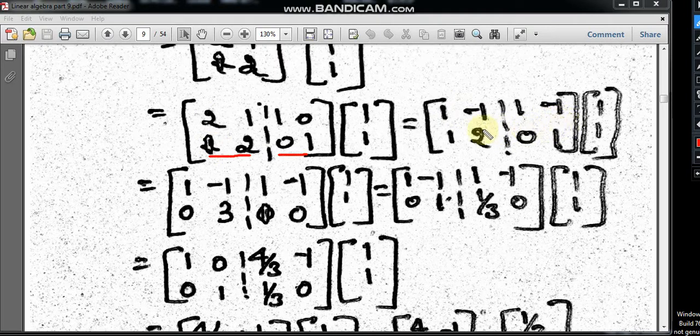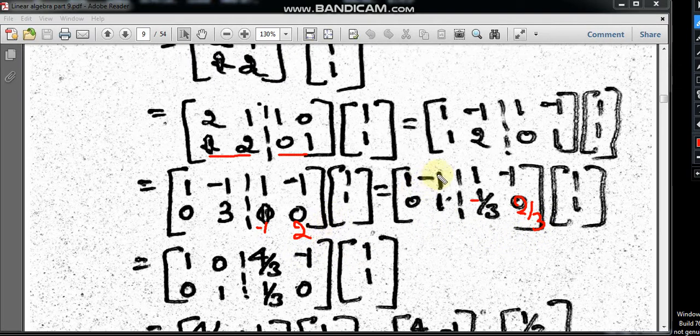R1 minus R2, then R2 minus R1, so 3, and it should be minus 1, a small error. You can just rectify that. 1 minus 1, this becomes 2. And here again I want to make this 1 because I want to make this an identity matrix. So if I want to do this one, I am dividing it by 3. So I'll have it as minus 1 by 3, and here this has become 3, 2 by 3.